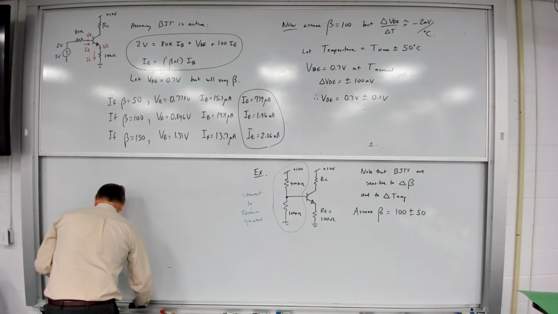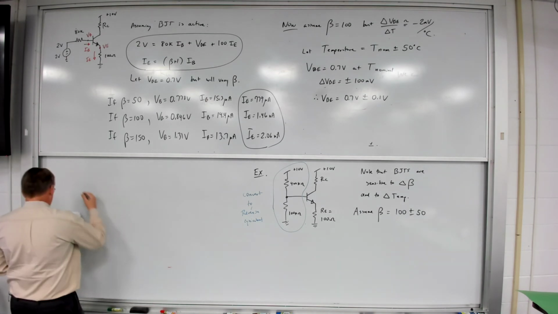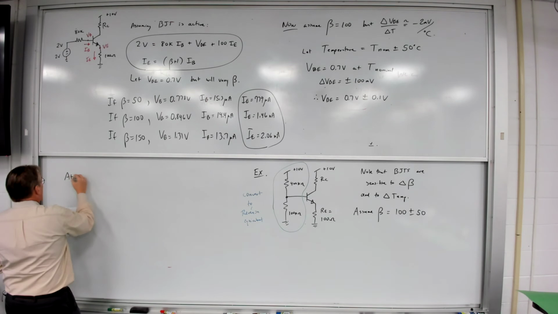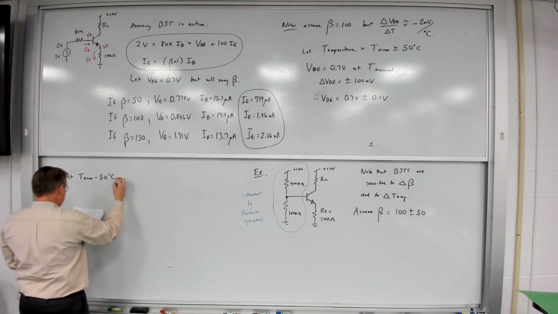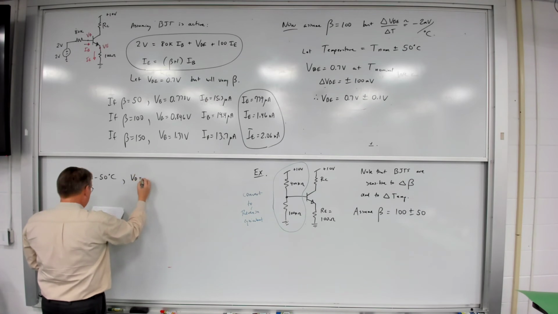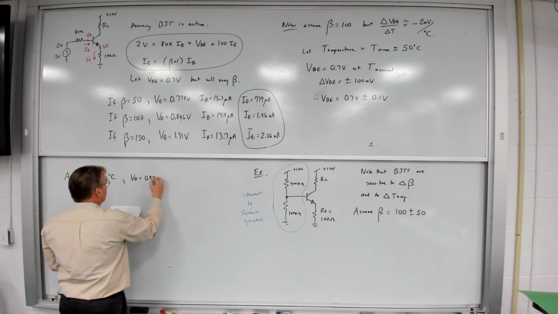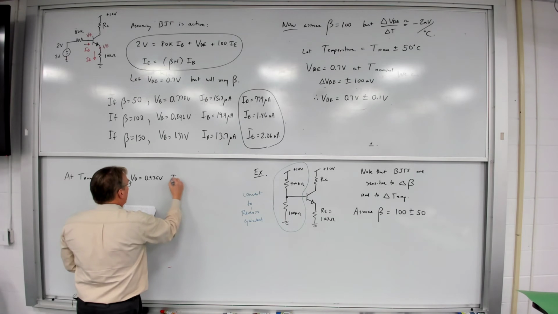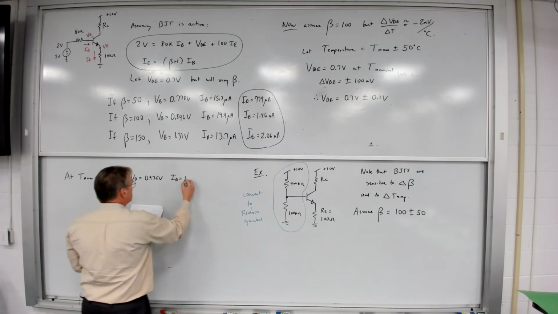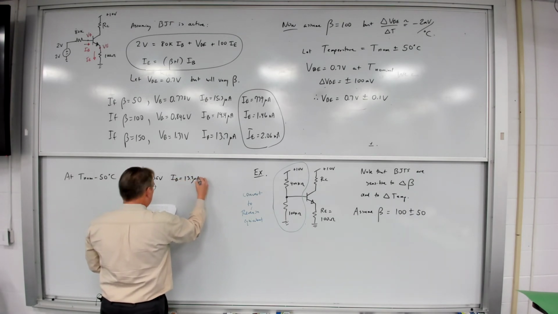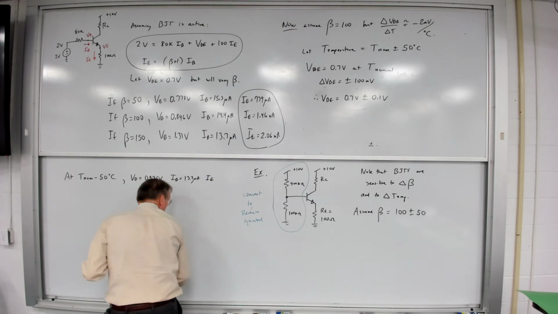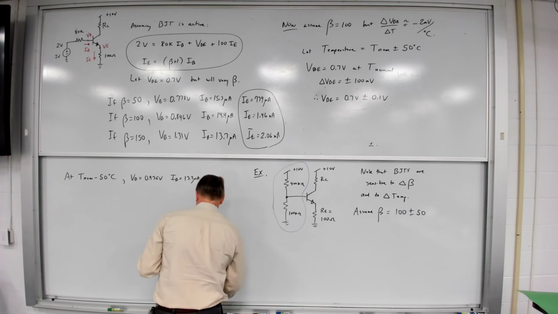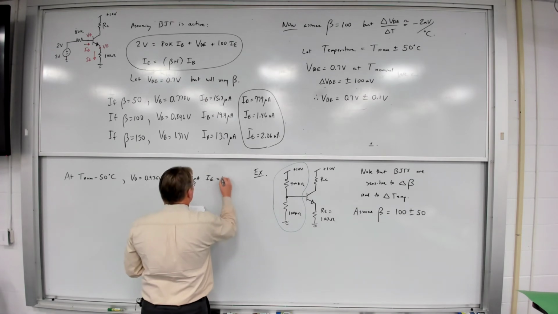And what we'll get is at T nominal minus 50 degrees C, VB is equal to 0.935 volts. IB is equal to 13.3 microamps. And IE is equal to 1.35 milliamps.